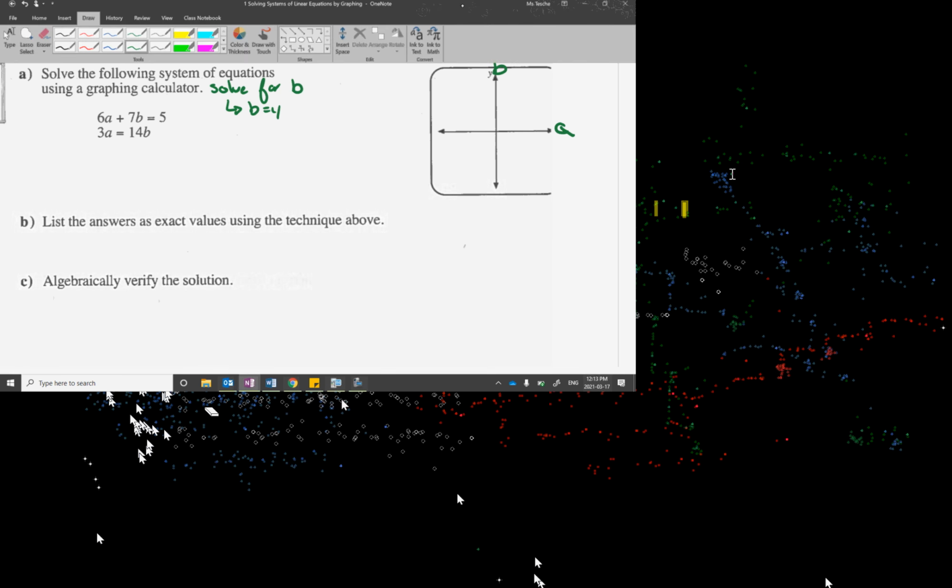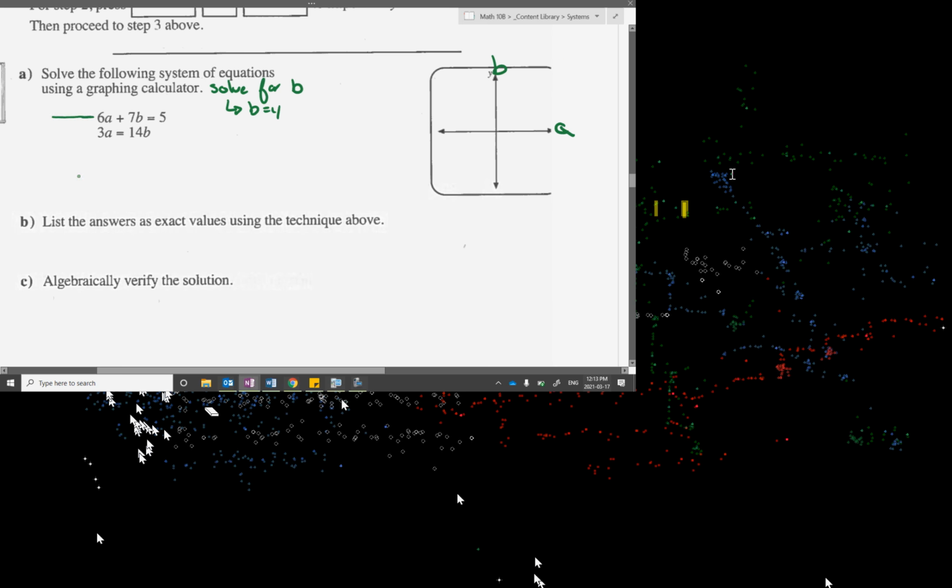To solve for b in my first equation, I'm going to subtract 6a from both sides. So then I get 7b equals minus 6a plus 5. Divide everything by 7. So my slope is negative 6/7 a plus 5 over 7. That's our first equation. Yes, there's fractions, but that's okay.